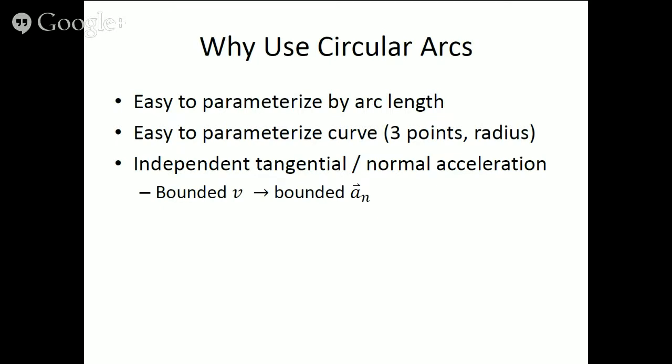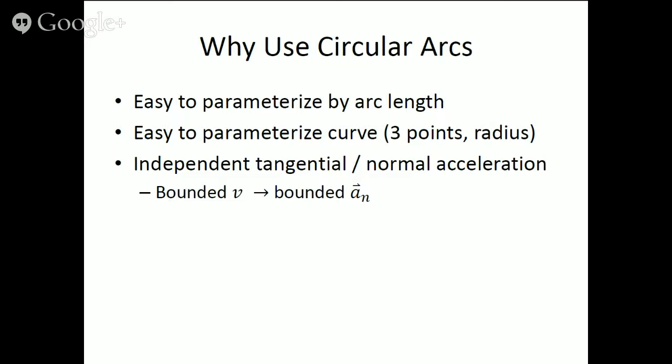So the circular arcs are advantageous in a few ways. They're probably the easiest type of blend arc to deal with in that they're very easy to parameterize by arc length, in that, you know, it's angle times the radius. Okay. And it's easy to parameterize any particular arc. You just need to know the start, end, center, and radius, and you're good.